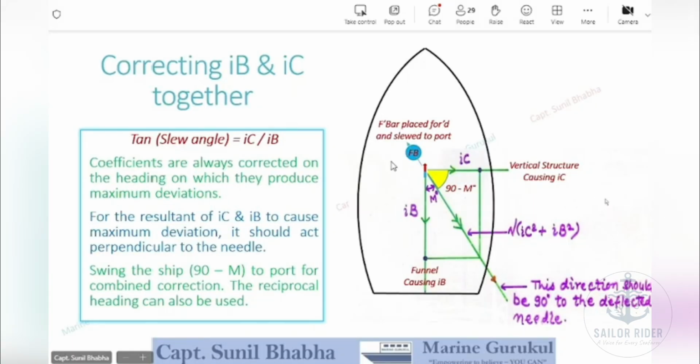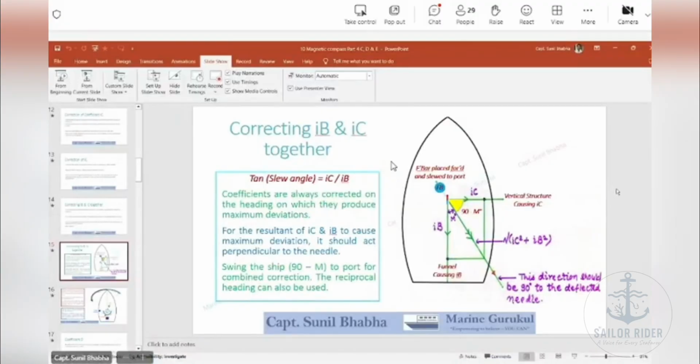Okay, now the second method by which they can ask you is by way of a simple numerical question. They can give you a numerical question on this same fundamental, beta, and in that numerical question they can actually ask you to find the course which the ship should steer for correction of IB and IC. So I will show you how a numerical question is made like that. I will show you that right now, beta.